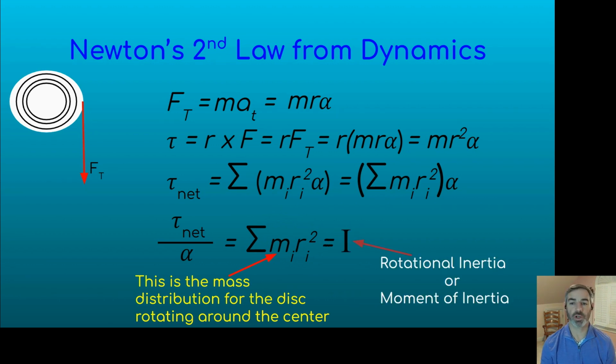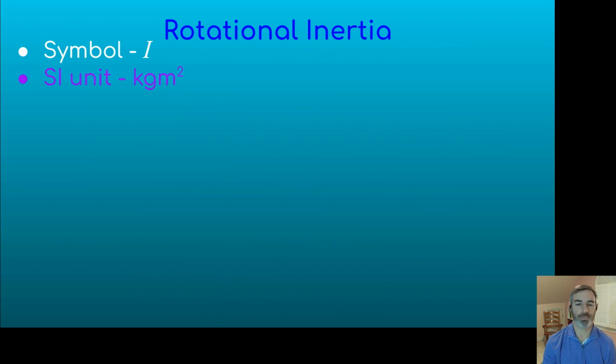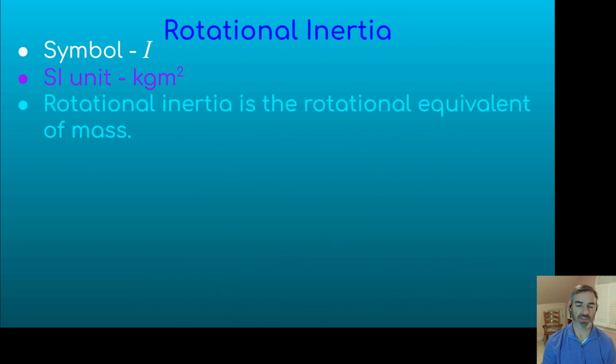So our rotational inertia is just how the mass is distributed about a rotating object. In this case, we're talking about the center of the disk. So the rotational inertia is the distribution of mass around that center. The symbol for rotational inertia is a capital I, and we're multiplying mass times radius squared, so our unit is going to be kilogram meter squared. Rotational inertia is the rotational equivalent of mass.